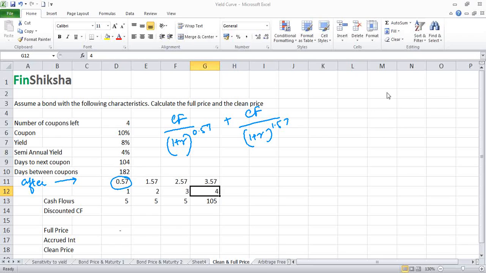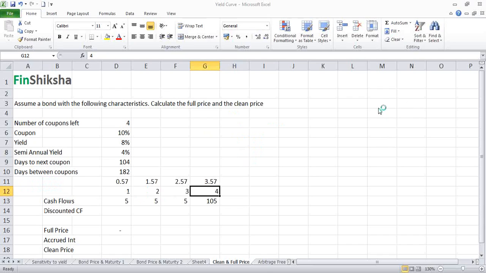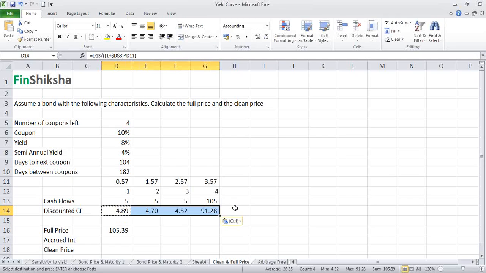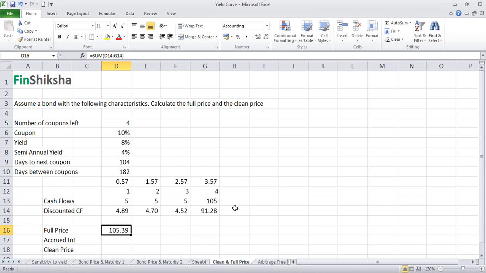Let's try and solve this very quickly. So when we look at this, effectively this is the cash flow divided by 1 plus the discount rate to the power 0.57 periods left. That's 4.89. We'll copy paste. The bond's full price is 105.39. That is the full price. Let's now try and calculate the clean price.